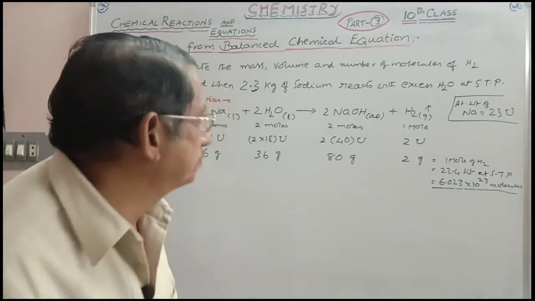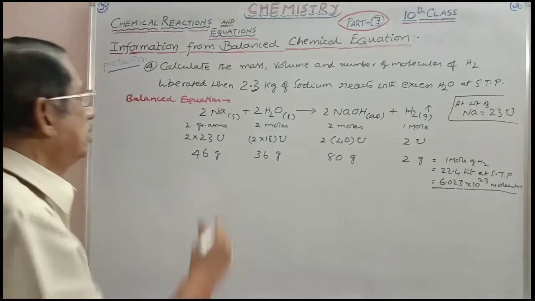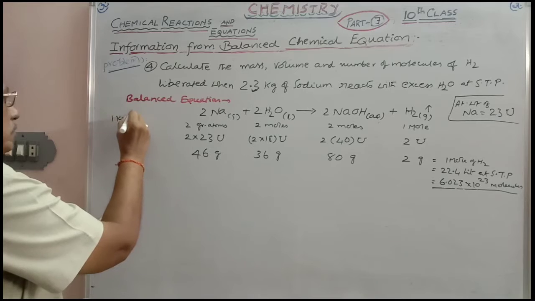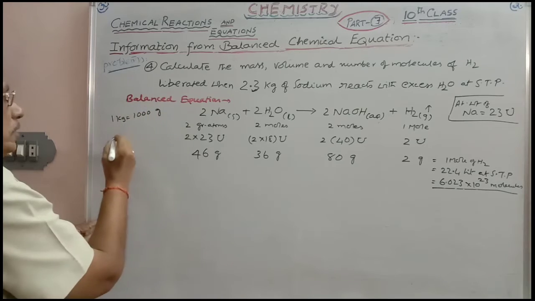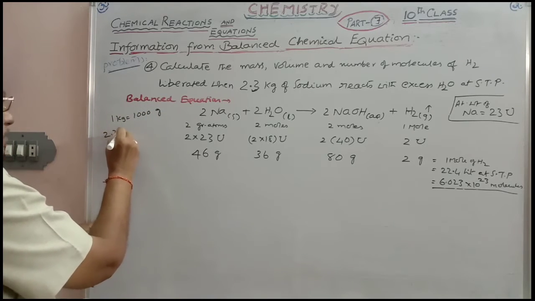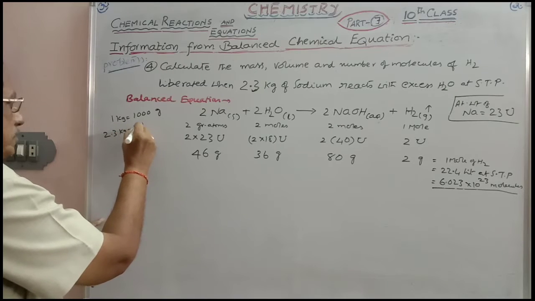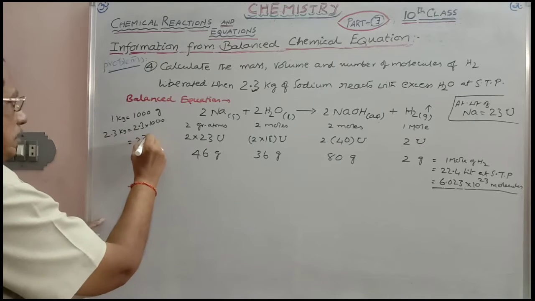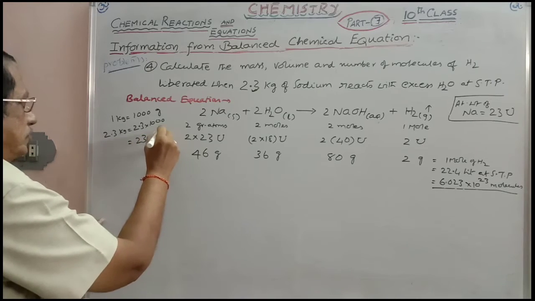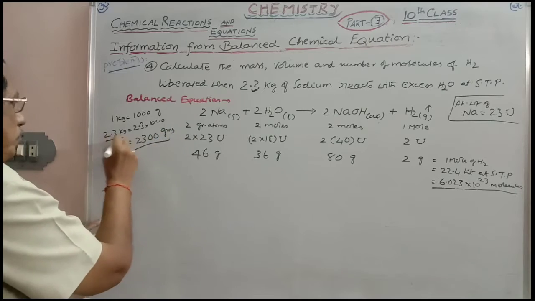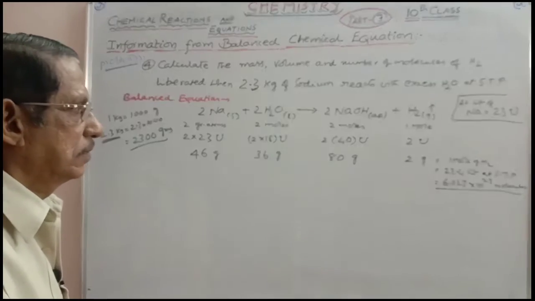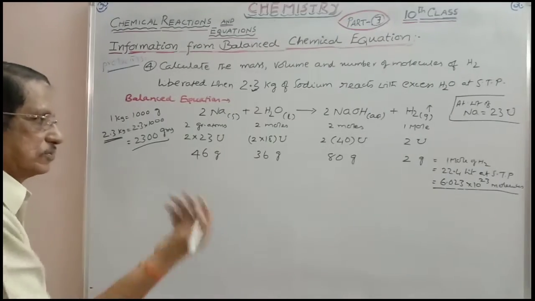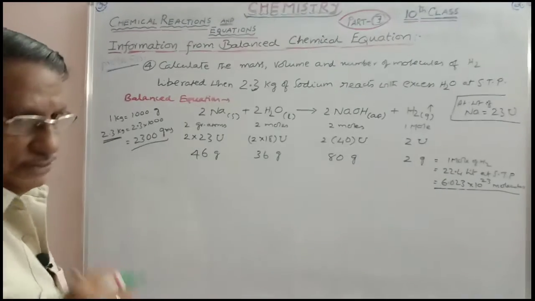So what is the problem asked here? 2.3 kgs. 1 kg is equal to 1000 grams. 2.3 kg is equal to 2.3 into 1000, which is 2300 grams. From this, how much volume of H2, how much mass of H2, how many molecules of H2 are obtained? You have to find all these.